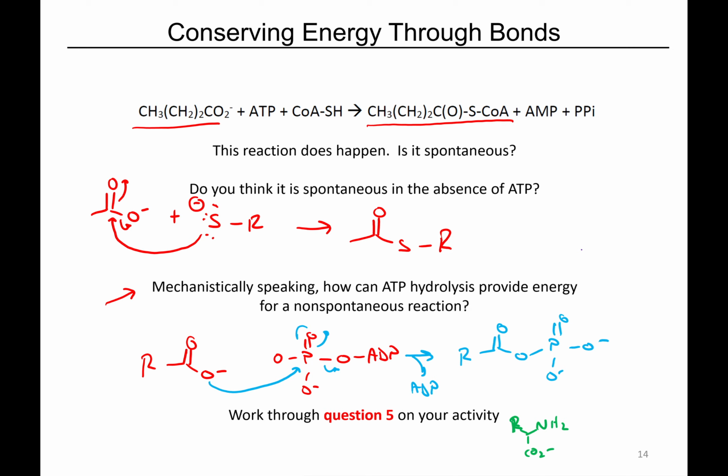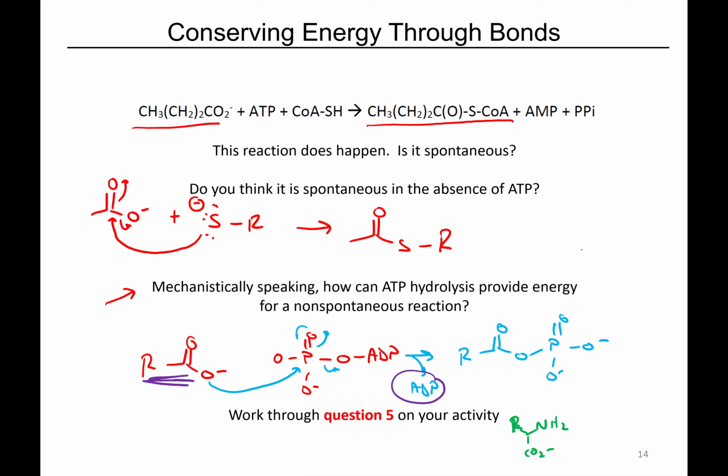So in the interest of time, I think everybody got through the first part of it, where you're thinking about the formation of the mixed anhydride, right? So our carboxylic acid reacting with ATP, we produce ADP and we form this mixed anhydride.